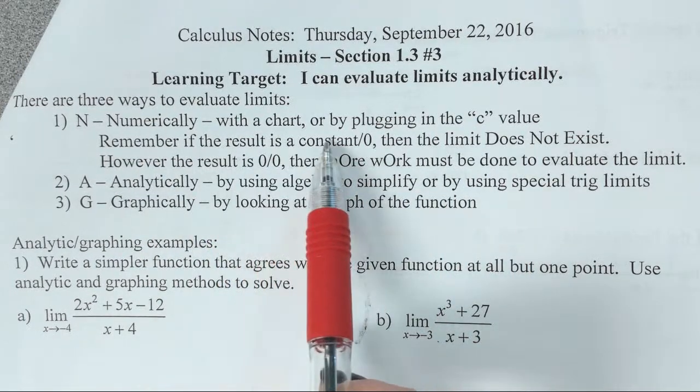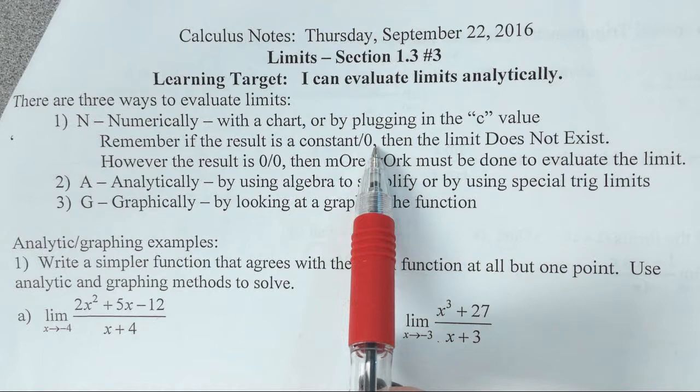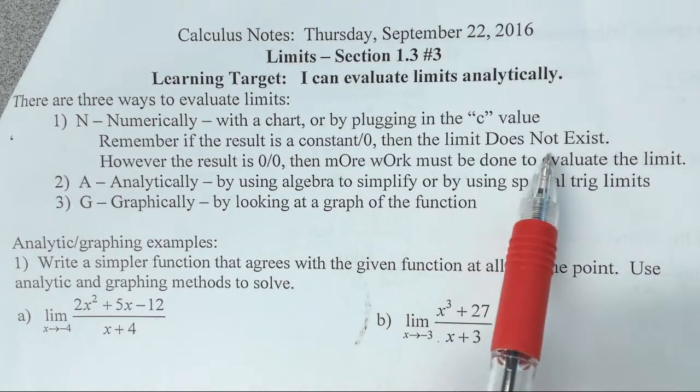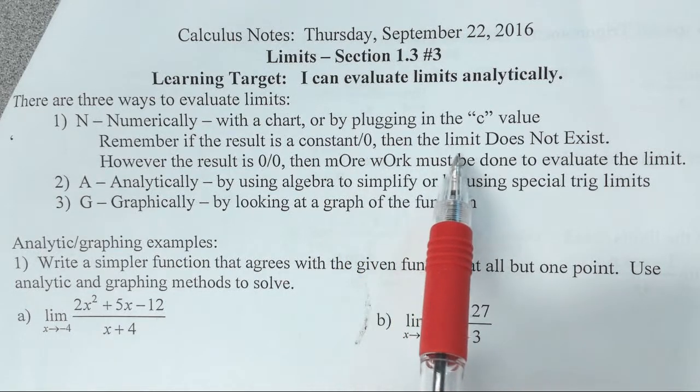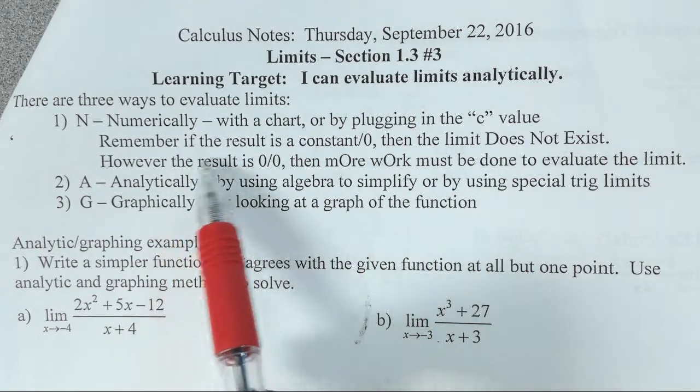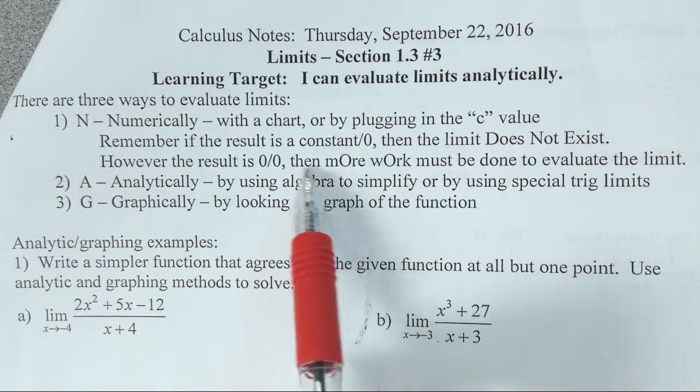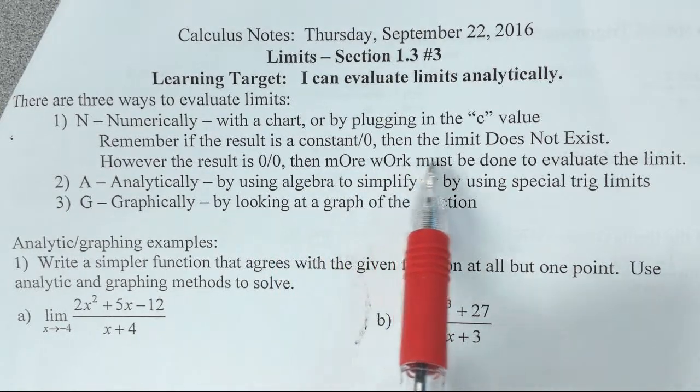Remember, if the result is a constant divided by 0, then that means the limit does not exist. So if we get 5 divided by 0, 10 divided by 0, that means the limit does not exist. However, if the result is 0 over 0, we have to do more work to find the limit.